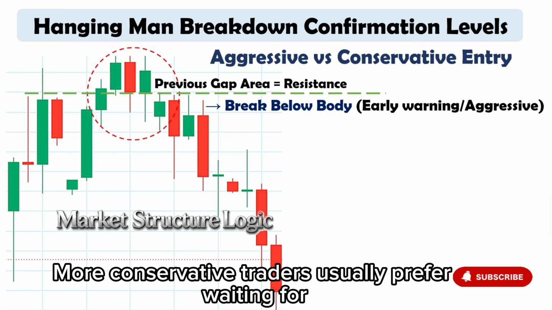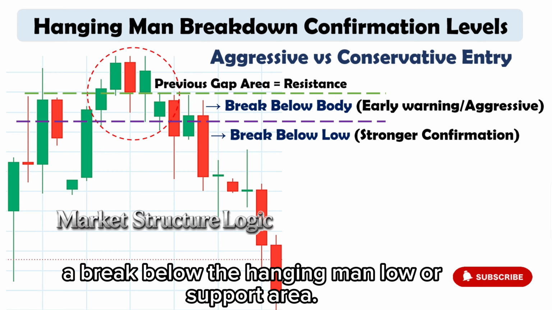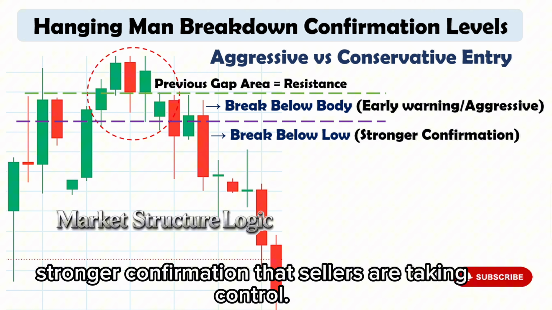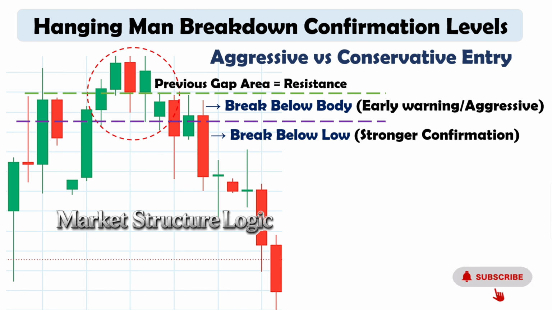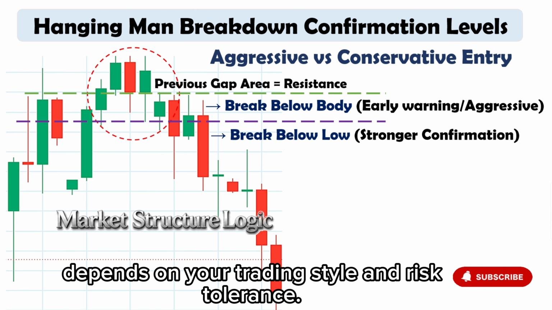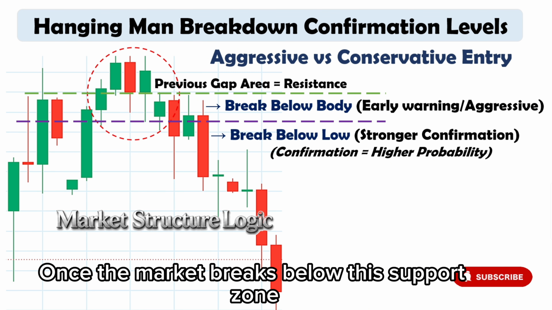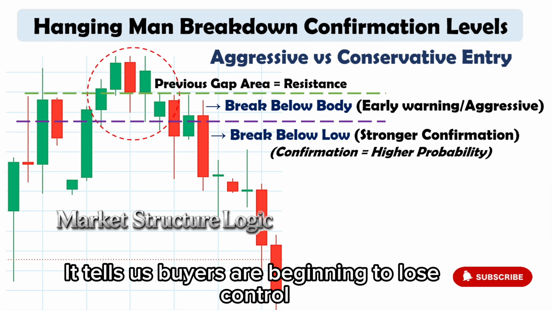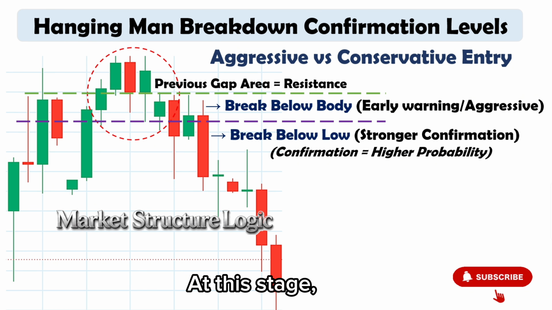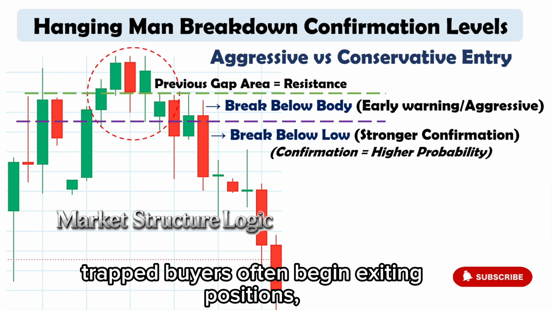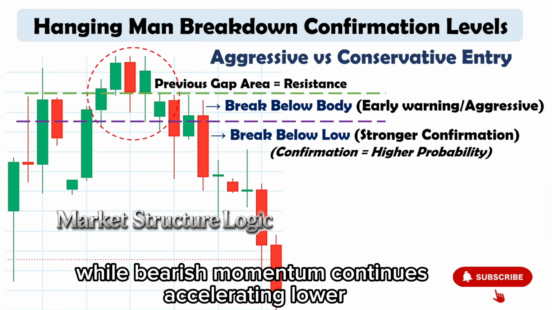More conservative traders usually prefer waiting for a break below the hanging man low or support area. This provides stronger confirmation that sellers are taking control. It ultimately depends on your trading style and risk tolerance. Once the market breaks below this support zone, it tells us buyers are beginning to lose control. At this stage, trapped buyers often begin exiting positions, while bearish momentum continues accelerating lower.